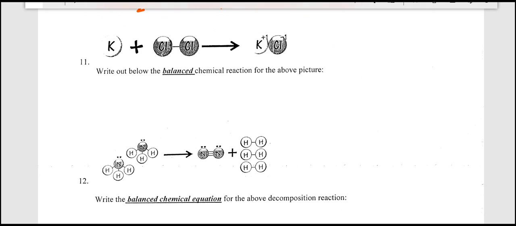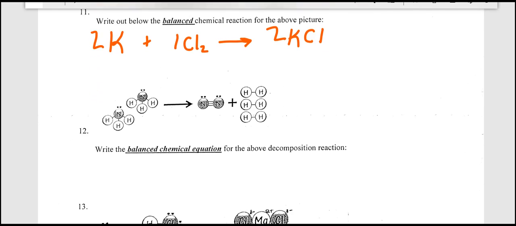A lot of people have the same problem here, where this is metallic bonding. Potassium reacts with chlorine gas to form the ionic compound potassium chloride. This is what you see here. But to balance it, you actually need 2 potassiums and 2 chlorides. So balancing it again is 1 point.